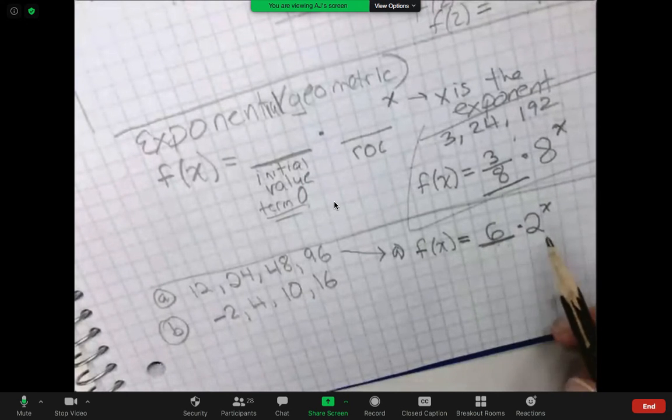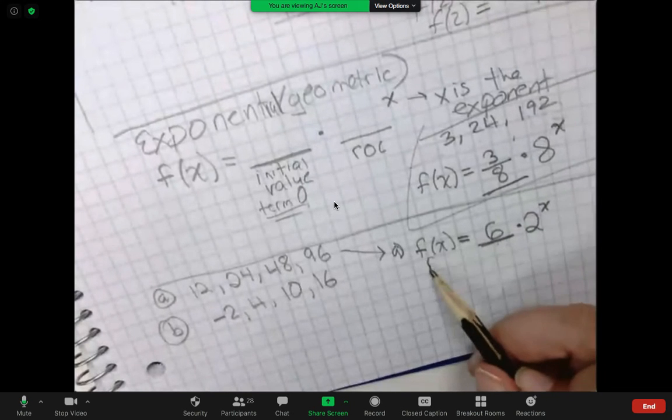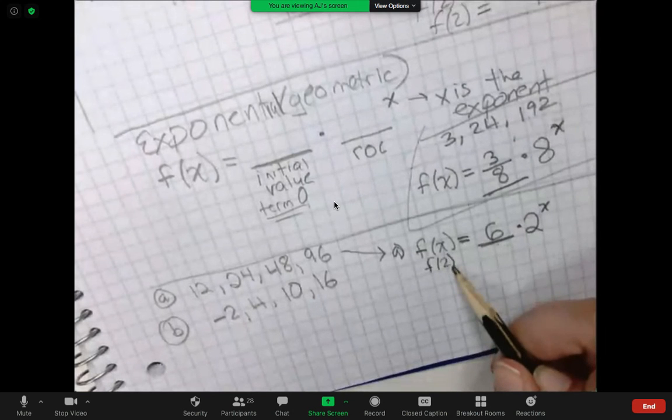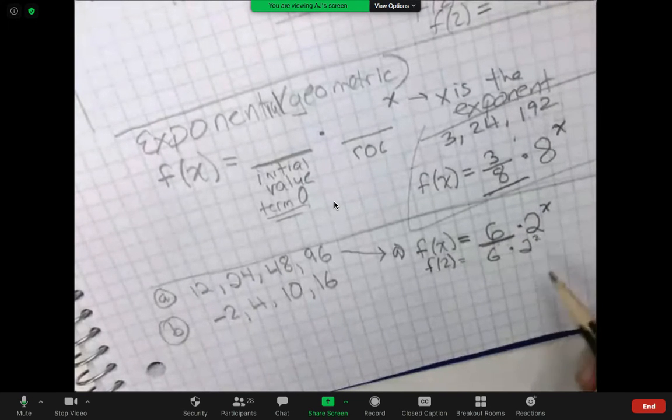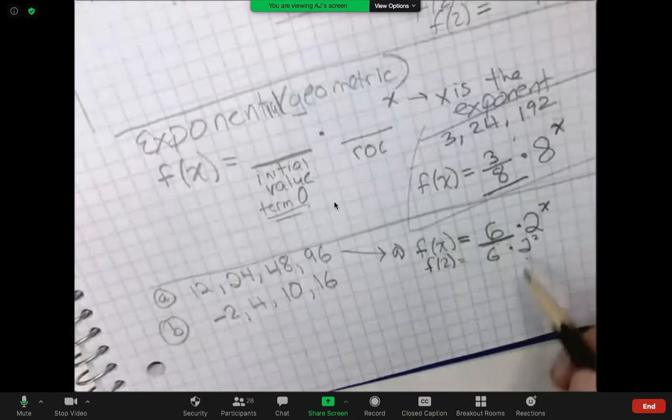And this one's kind of easy to check. Like if you wanted to check f of 2, you could say 6 times 2 to the power of 2. 6 times 4 is 24. Works out fine.